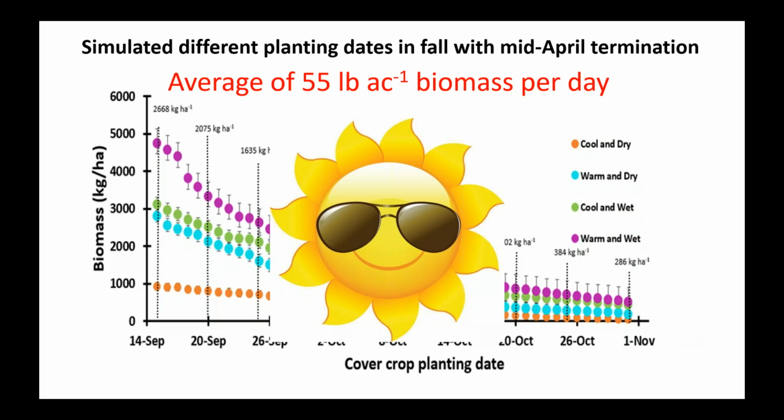And the neat thing, again, about a tool like this is that we can come up with a number like this, right? So on average, this works out to a difference of 55 pounds per acre of biomass for every day that you're able to plant earlier. And I really like this concept because it shows how much you can gain by giving the cover crop a little bit more growing season, right?